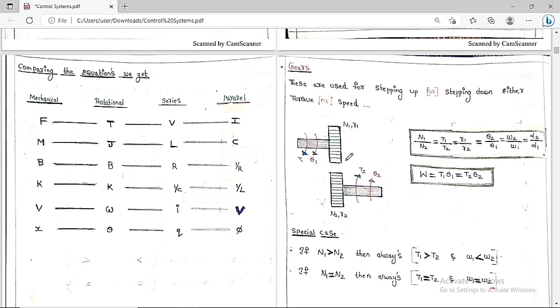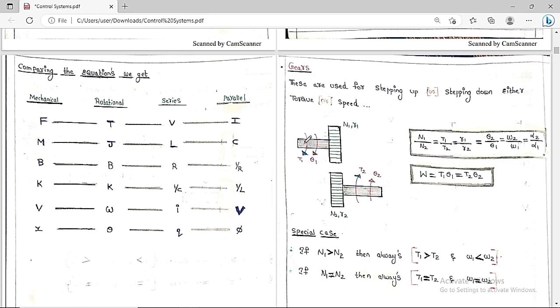So now what is going to happen? I am going to apply the torque T1 on this gear, so it is going to rotate in this direction by θ1. This will move in the reverse direction, so it will move with a torque of T2 and a displacement of θ2. Now we have to find the relation between these two. Always remember that N1 by N2 is equal to T1 by T2 is equal to R1 by R2. The shortcut is NTR. This is the thing you always have to keep in your mind.